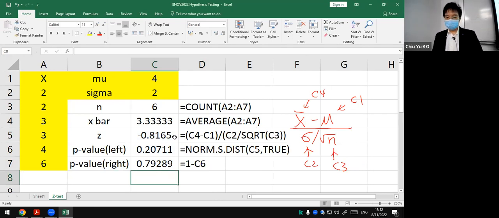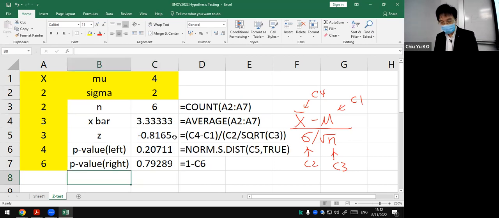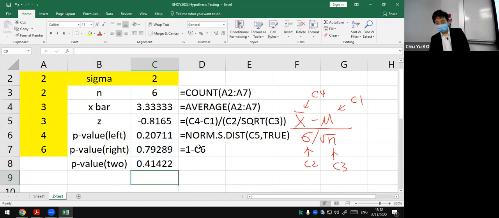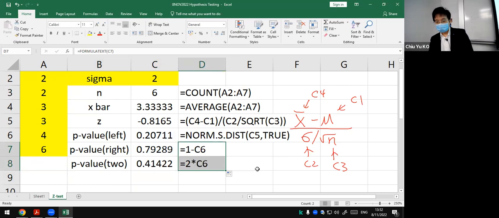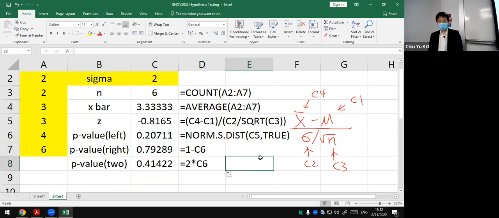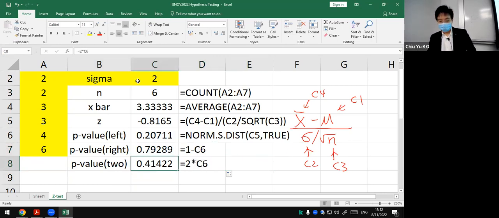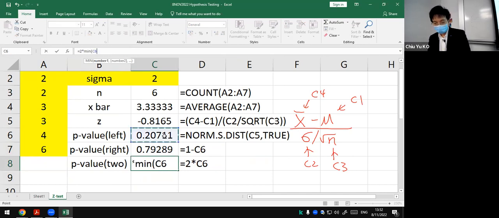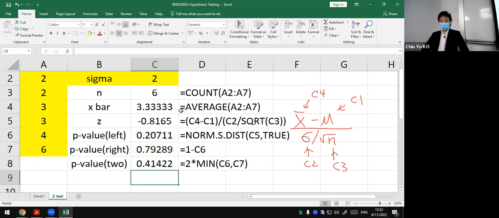And of course, if you do the two tail, then you just take the smaller one and times 2. Or if you like to be more mathematical, you take the minimum of the two. If you want a more engineer style, that is the p-value.